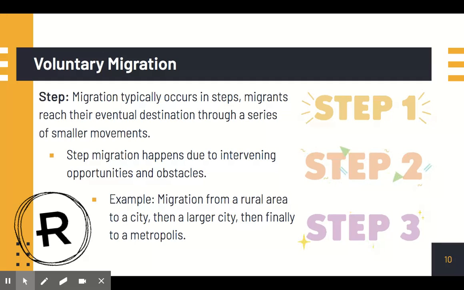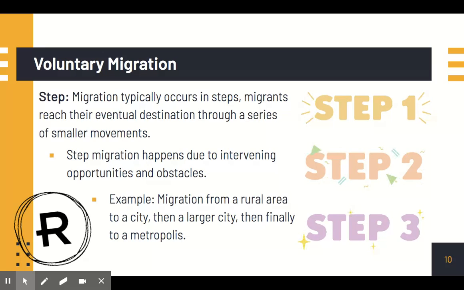And step migration. So here we go. Migration occurs in steps. So it's not easy. It's not an easy process most often. It happens due to intervening obstacles and opportunities. So intervening opportunities and obstacles, it sounds just what it is.